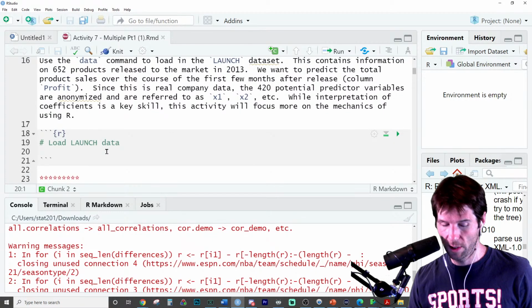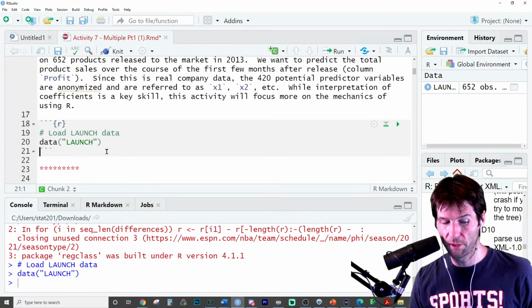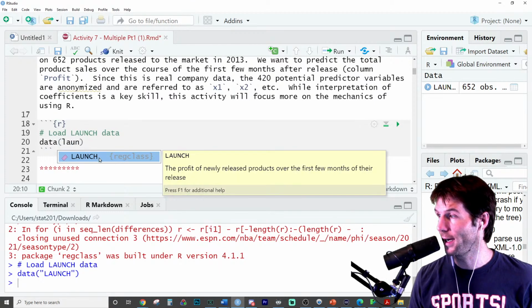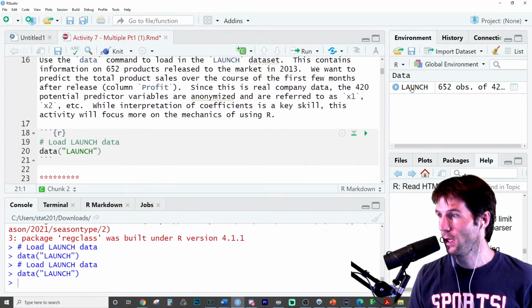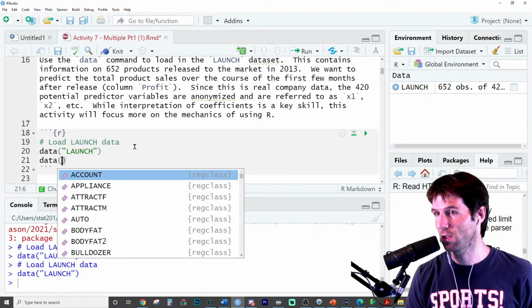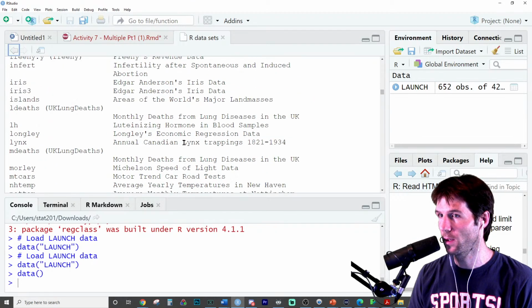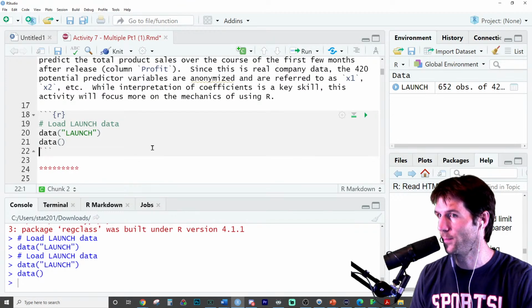So we're going to load the launch data set right here. This is because it's a data set already pre-installed into R. Please note that when you look at this, it tells you it's from the regclass package. Once again, if you have any questions at any time, please let me know. This loads it right here. This is not an Excel file, this is pre-loaded data. If you ever want to see all the data you have access to, here's every data set you have access to by typing data. Yours is probably different than mine because I have a lot of different packages that give me more access to more data.